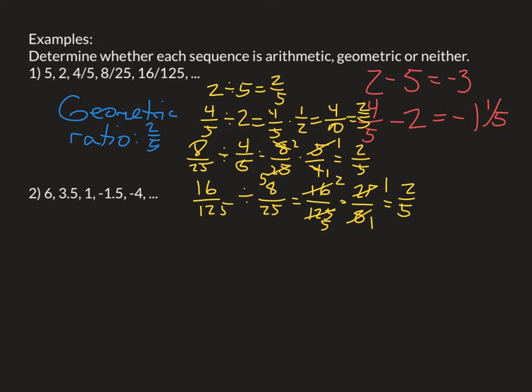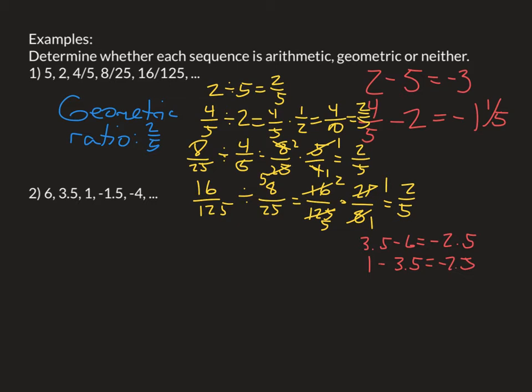So in number 2, I have the sequence 6, 3.5, 1, negative 1.5, and 4. So let's take each term and subtract its previous term. I'll start with 3.5, I'll subtract 6, and the result is negative 2.5. Okay, if I take 1 and I subtract 3.5, again, the result is negative 2.5.